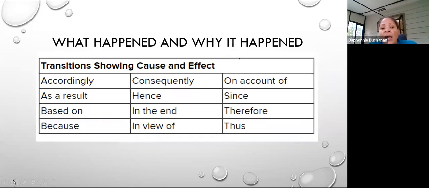What happened and why it happened. Cause and effect. You know, something happens and you have to tell me why it happens. These are the words that you would use in that. So when you think about these transitional words, think about the order that they would be. Would they be at the beginning of the cause and effect when you're talking about it? Would they be in the middle? So you have to decide where these would be.